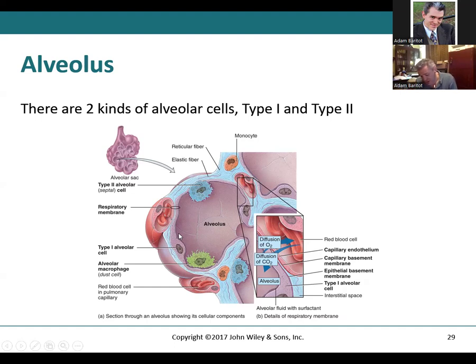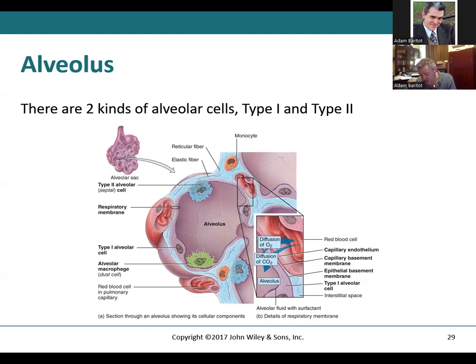Type 2 alveolar cells are rounded or cuboidal epithelial cells with free surfaces containing microvilli. Let's find a nice type 2 here. There's the type 2. There's type 2. They secrete alveolar fluid, which keeps the surface between the cells and the air moist.